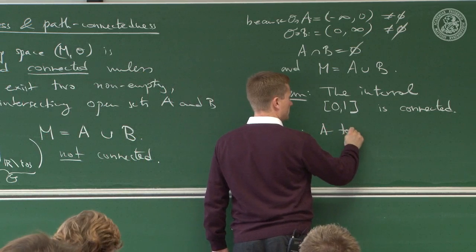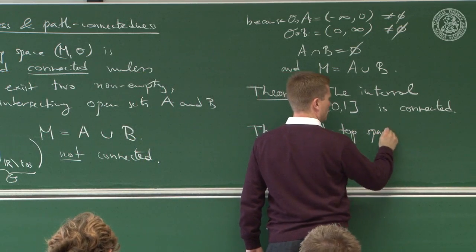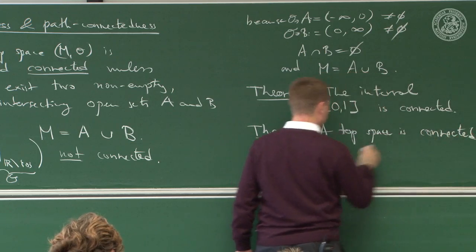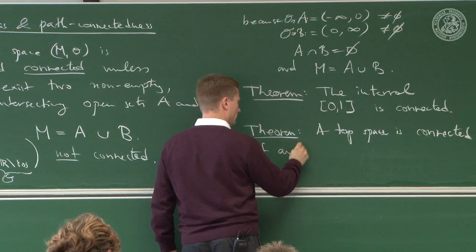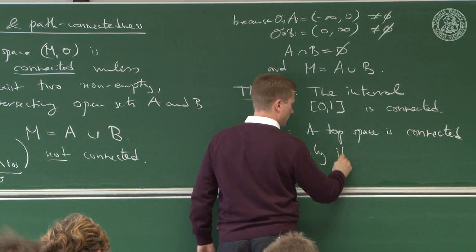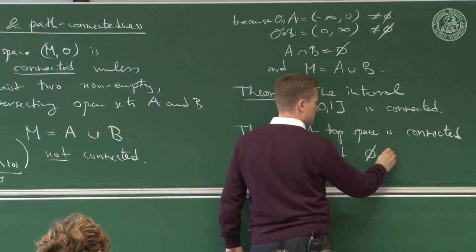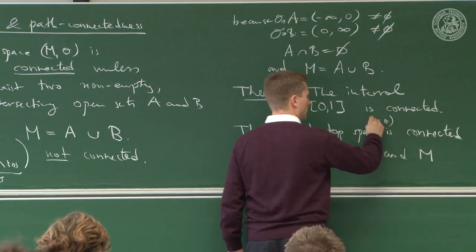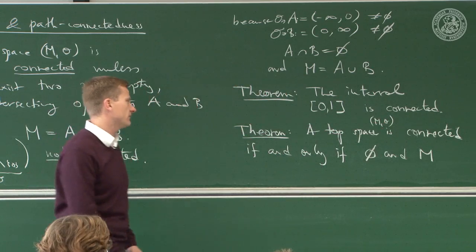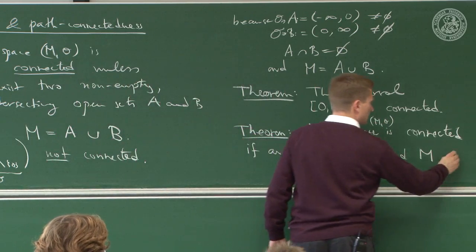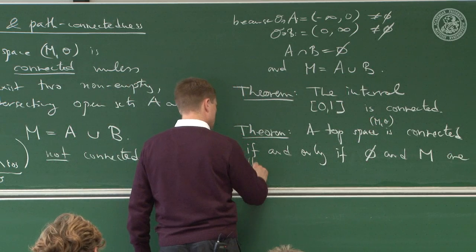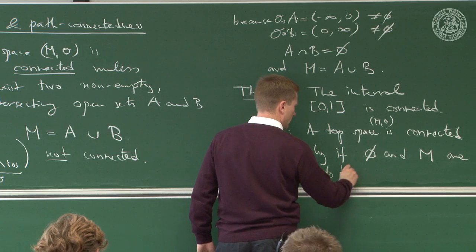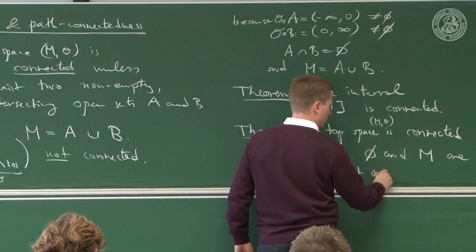A topological space is connected if and only if the empty set and the entire set, so I should say a topological space (M, O), is connected if and only if the empty set and the entire set are the only subsets that are both open and closed.